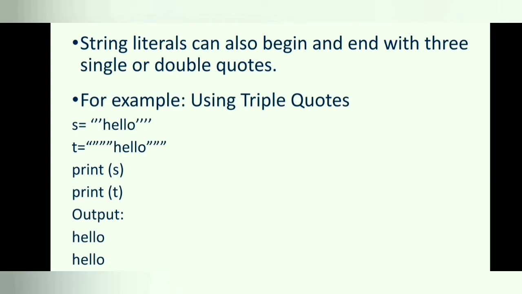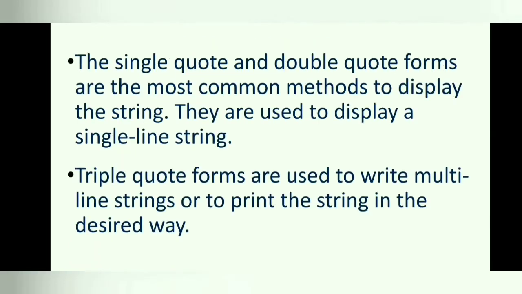A string literal in Python is a sequence of characters enclosed within single, double or triple quotes. The single quote and double quote forms are the most common methods to display the string. They are used to display a single line string. Triple quote forms are used to write multi-line strings or to print the strings in the desired way.